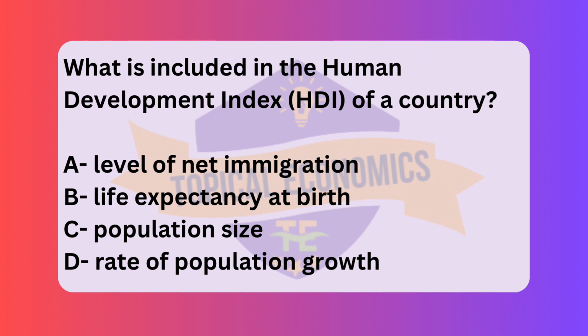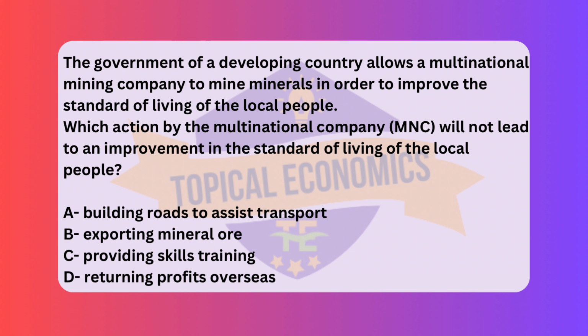This is a repeat question, we just saw this. Moving to the 20th question. The government of a developing country allows a multinational mining company to mine minerals in order to improve the standard of living of the local people. Which action by the multinational company, MNC, will not lead to an improvement in the standard of living of the local people? A. Building roads to assist transport. B. Exporting mineral ore. C. Providing skills training. D. Returning profits overseas.